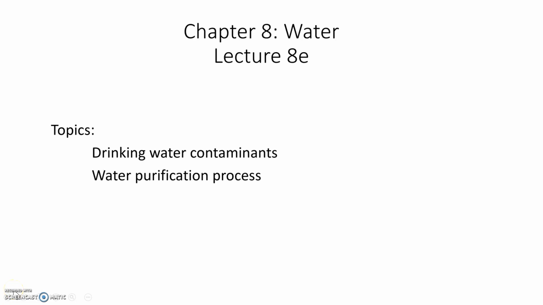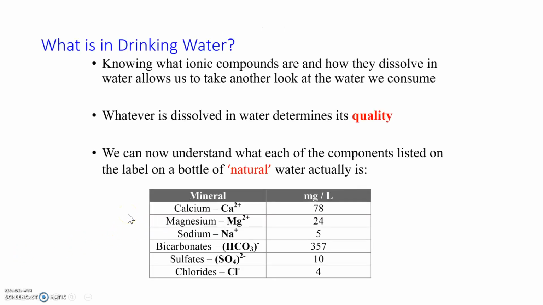Okay, this fifth lecture in Chapter 8 focuses on drinking water and how we can purify water to make it potable, so that we can drink it. So we've talked about ionic compounds dissolving in water. This happens in the water that we drink. So we know that when water is in contact with certain ionic compounds, those compounds will dissolve into the water. And whatever is dissolved in water determines its quality.